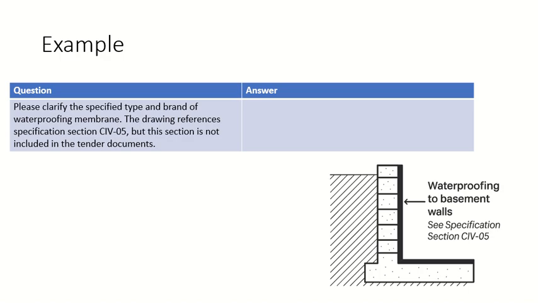That's your mistake. You're not looking right. So you cannot write, oh, your drawing is saying specification section this. The specification is 300 pages. Please tell me where to look, page number. This is wrong.